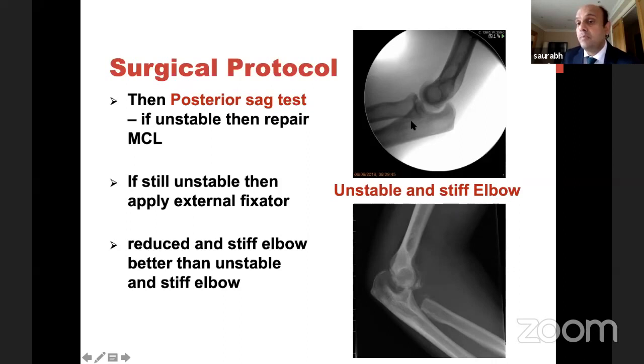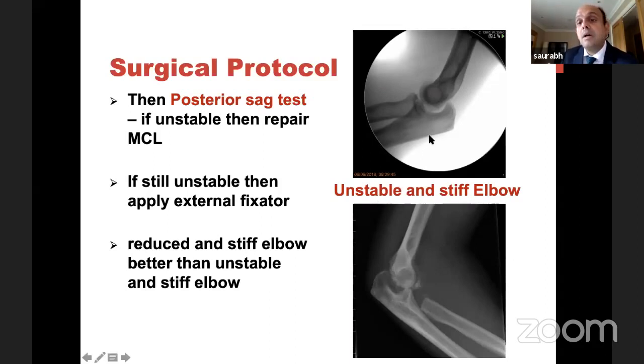Last 30 degrees not important. So beyond 30 degrees, 40 degrees, 50 degrees of flexion to the elbow, if the elbow is dropping down, sagging down, if the posterior sag test is positive, then you repair MCL. As I said, it's very rare if you've done your first three repairs correctly. And once you've repaired MCL, you do a sag test again. If it's sagging, then you put an X-fix. I have never put an X-fix or seen an X-fix being put, at least in the last 6 years.